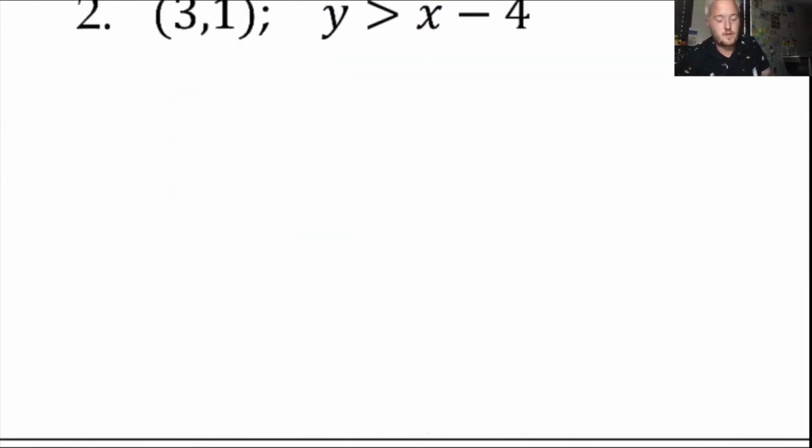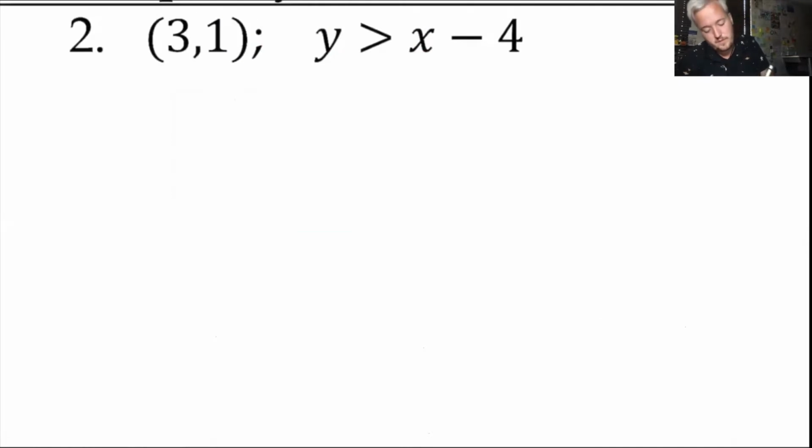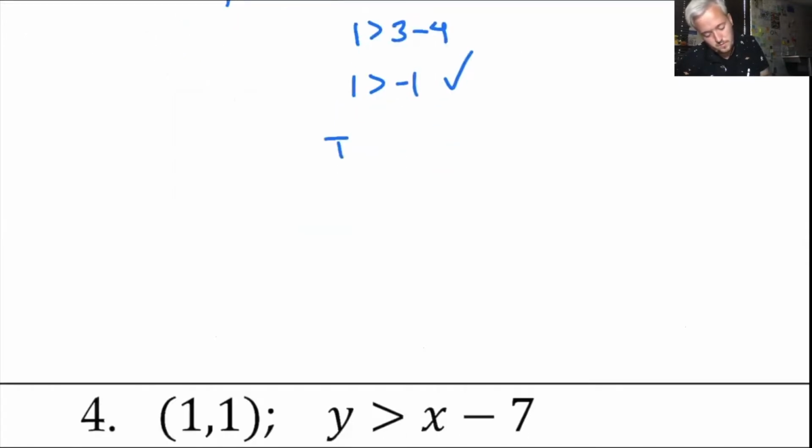All right, so for the second one, same idea here. I'm given some x, y. So I have 1 greater than 3 minus 4. So 1 greater than -1. Well, that's true. So that means this is a solution. You literally just write solution and check.